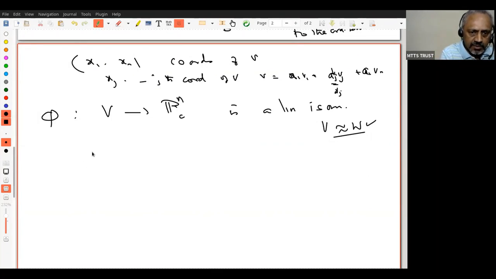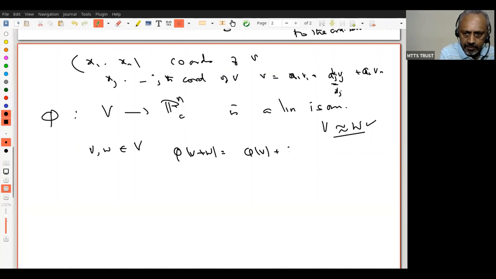I have to check that if v and w are in V, then phi of v plus w is phi of v plus phi of w. This is what I have to check. As usual, I'll check one: show that phi respects addition, or preserves addition. Scalar multiplication will be left as an exercise to you.